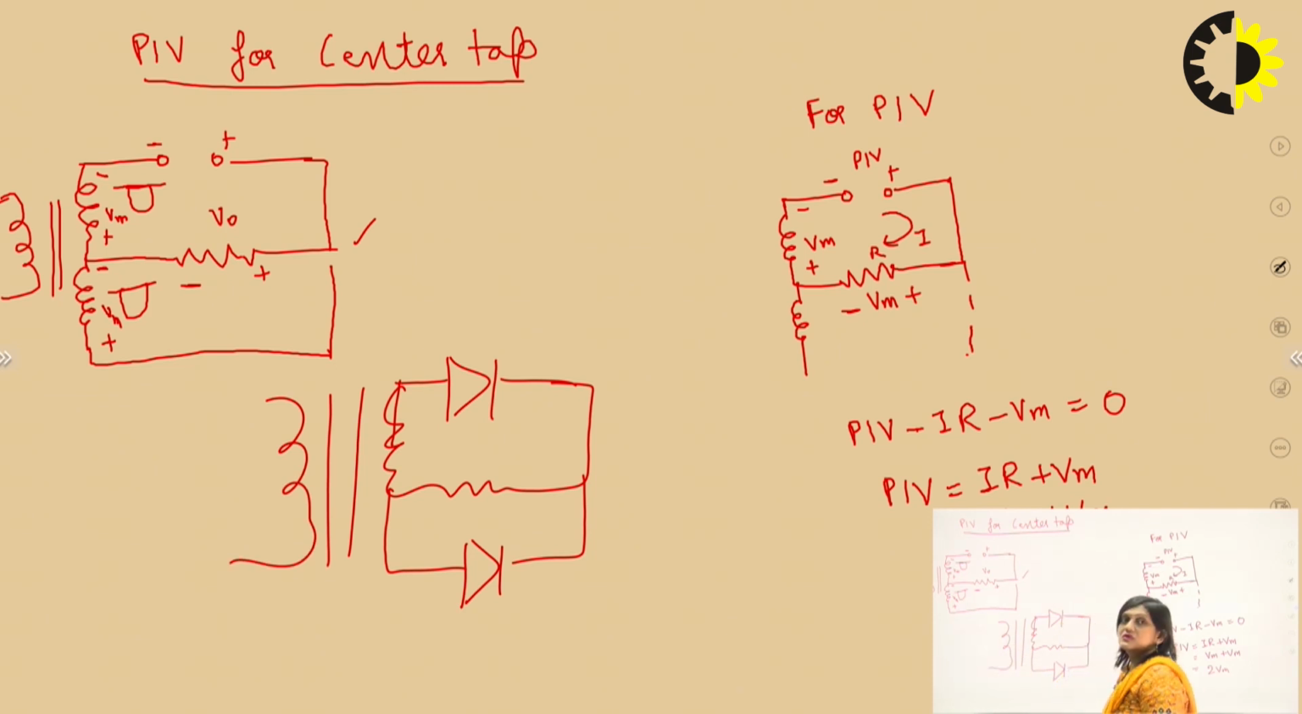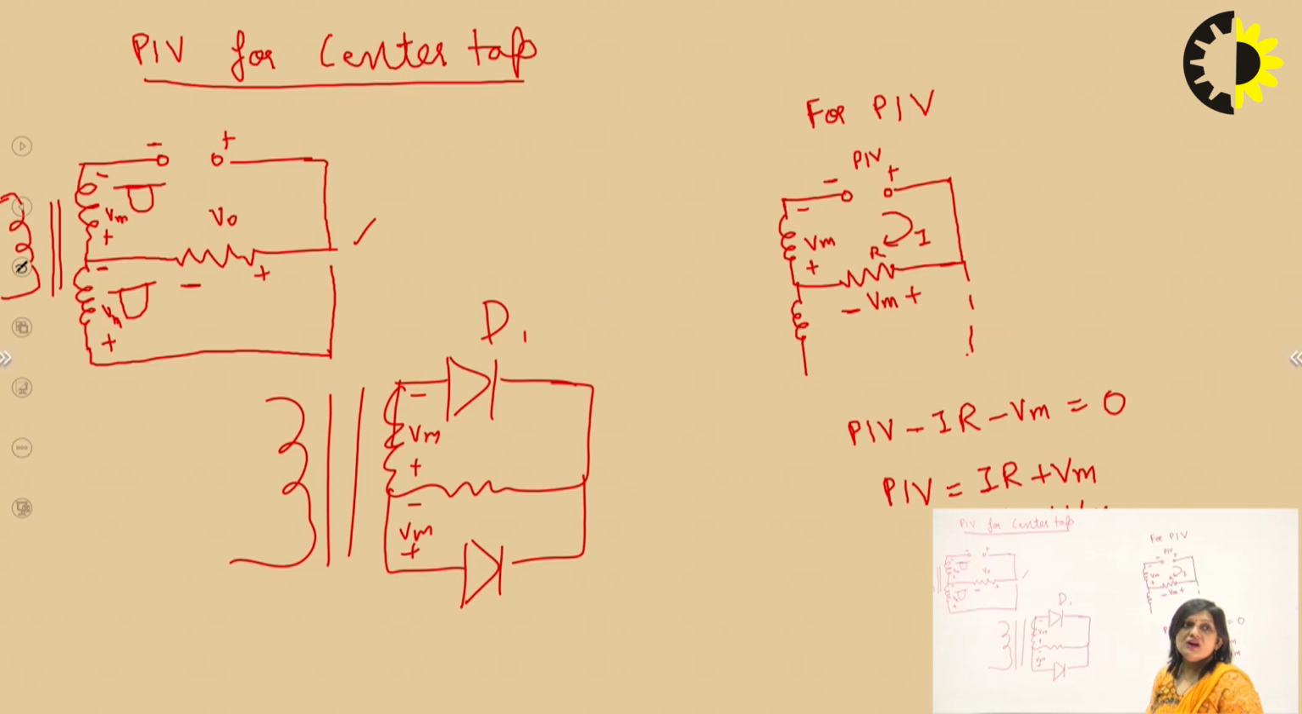In the negative half cycle, the polarity will be minus, plus, Vm, minus, plus. If we are calculating the PIV of this diode, we have to keep this diode in reverse bias, and the P plate is here, so we have to maintain the negative potential here. So we will take the negative cycle of the Vi signal. For the negative half cycle, this diode will be in reverse bias and this diode will be short circuit. So the circuit will be like this.